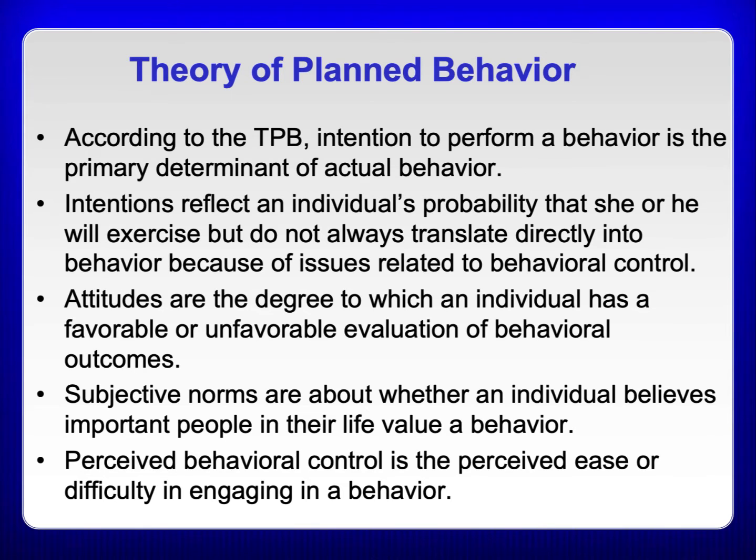Attitudes are the degree to which an individual has a favorable or unfavorable evaluation of the behavior outcome. Subjective norms are about whether an individual believes important people in their life value the behavior, and perceived behavior control is the perceived ease or difficulty of engaging in a behavior. Just note with some of these that there is a level of overlap.